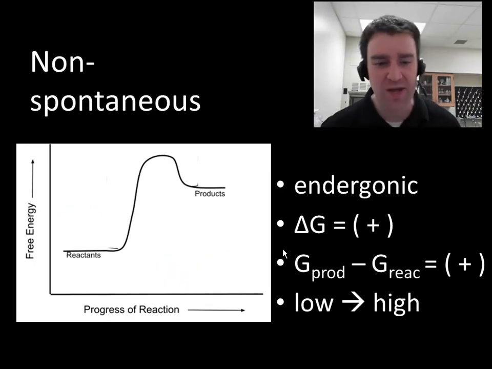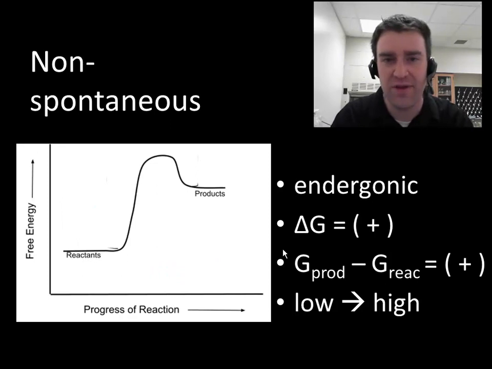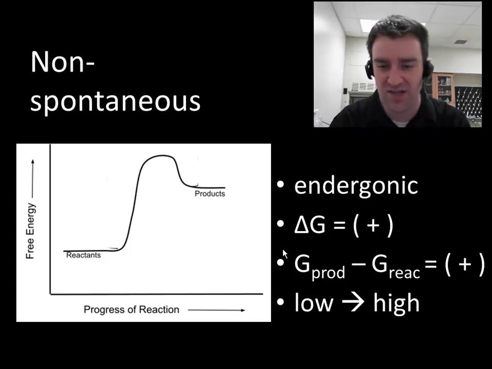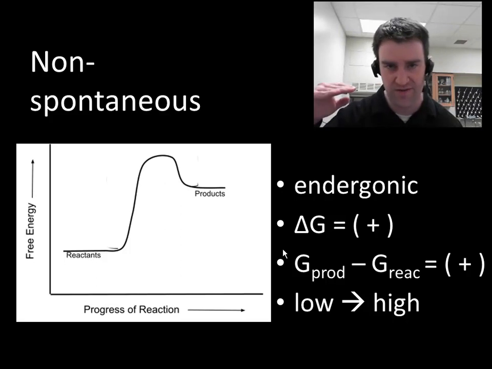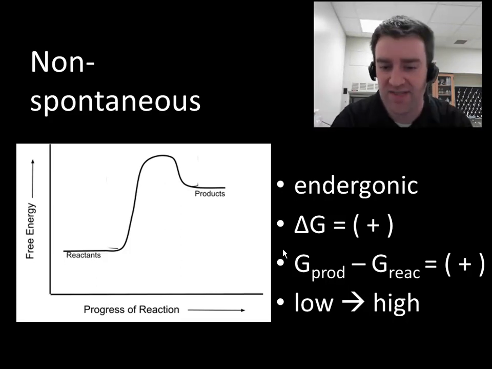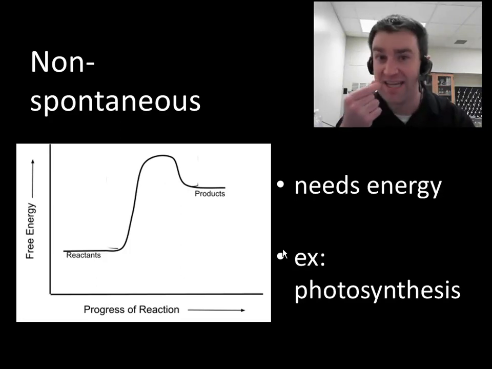So a non-spontaneous reaction would just be the opposite concept. There are plenty of chemical reactions that cells need to do that are endergonic, where whatever chemical reactants are starting out the chemical reaction are more stable or lower in energy than the final products, which are higher in energy. That's another way of saying delta G is positive, because final minus initial, the final energy is greater than the initial energy. That gets you a positive number. It's like we're going from low to high, and so that needs energy.